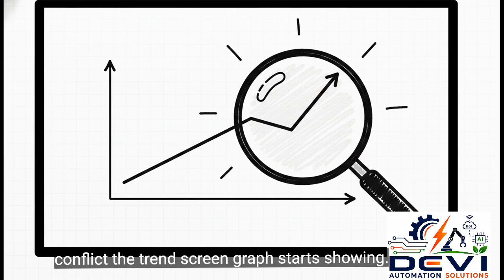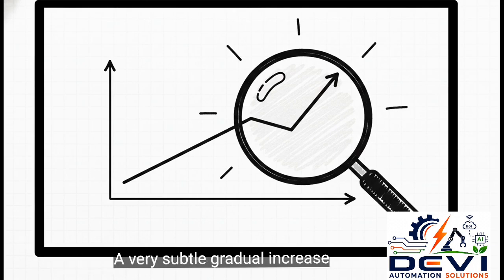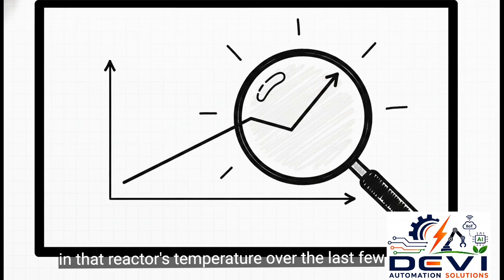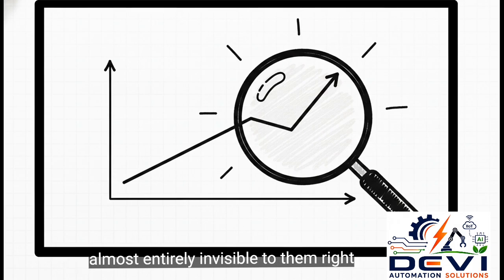The trend screen graph starts showing a very subtle, gradual increase in that reactor's temperature over the last few hours. Now, if an operator were just relying on momentary, live readings every once in a while, this slow, creeping rise would be almost entirely invisible to them, right up until the reactor hit a critical, potentially catastrophic threshold.